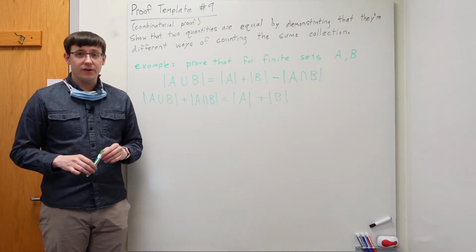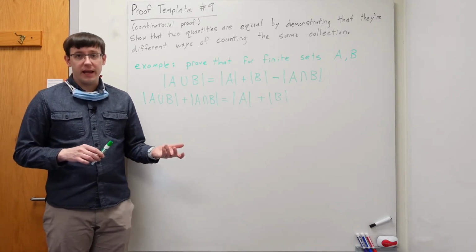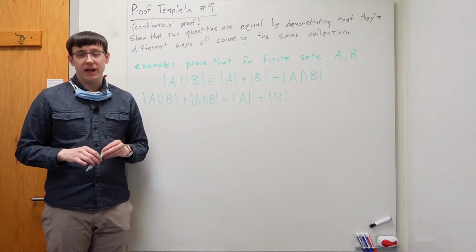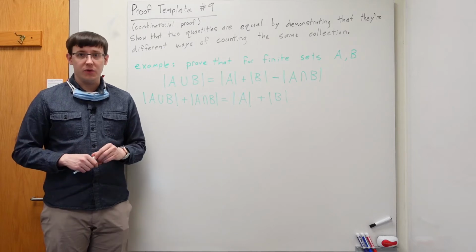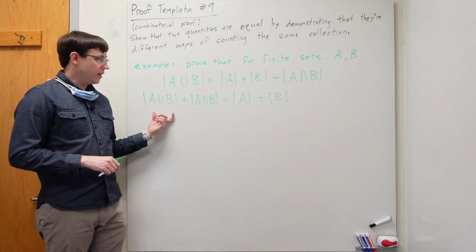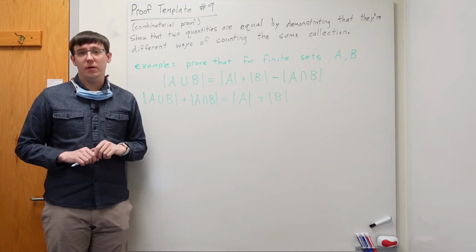In this case, we could think of applying a red label to every element of A and a blue label to every element of B, and then counting the total number of labels, and we want to show that both sides of this equation count the total number of labels.